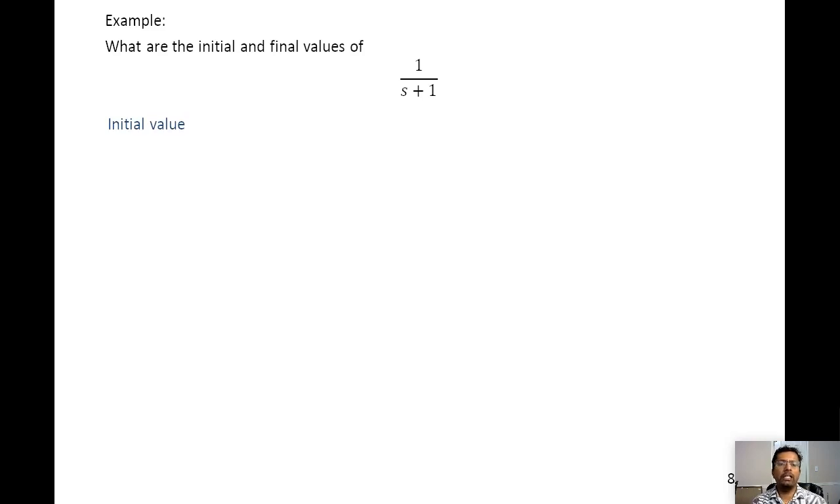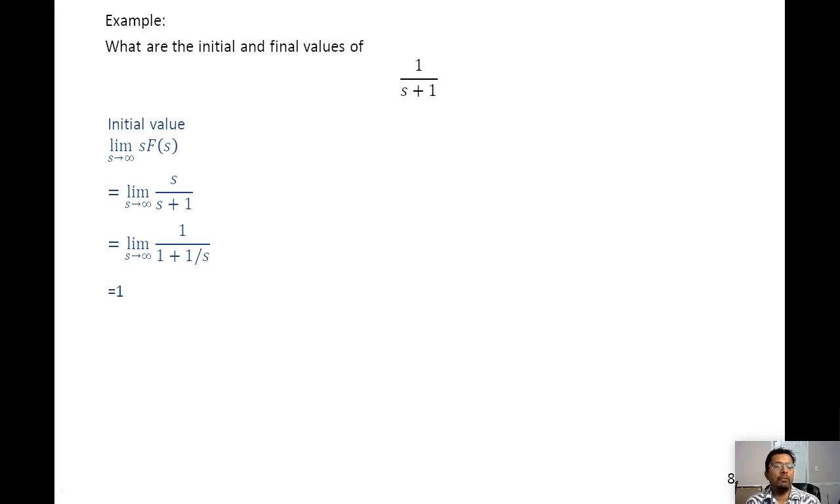The initial value, going from the previous slide, is given by the limit as s tends to infinity of s times F of s. We substitute that value, so it becomes the limit as s tends to infinity of s over s plus 1. The problem here is if we substitute infinity, we'd actually have infinity over infinity, which is not defined. So we need to do something different. What we do is divide the numerator and the denominator by s. That gives us 1 over 1 plus 1 over s. Then if we take the limit as s tends to infinity, this term becomes 0. So this becomes 1 over 1, and so our initial value is 1.